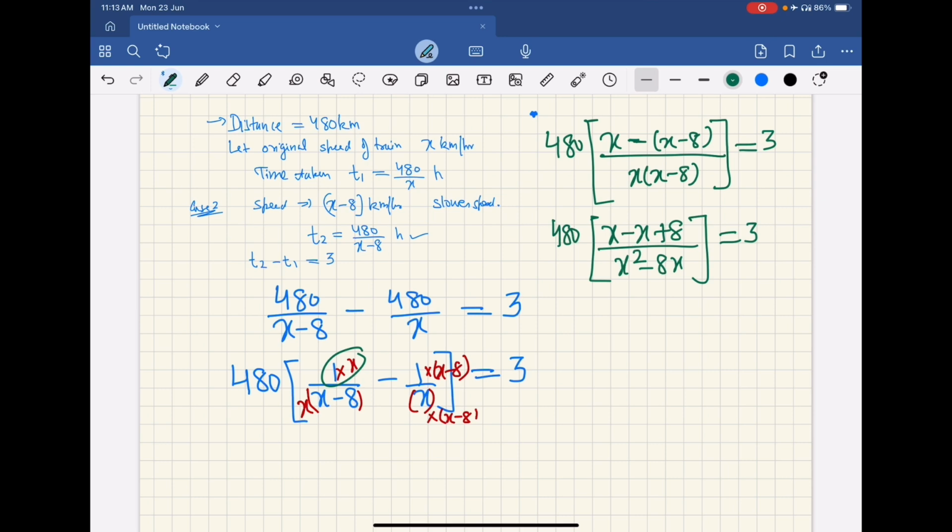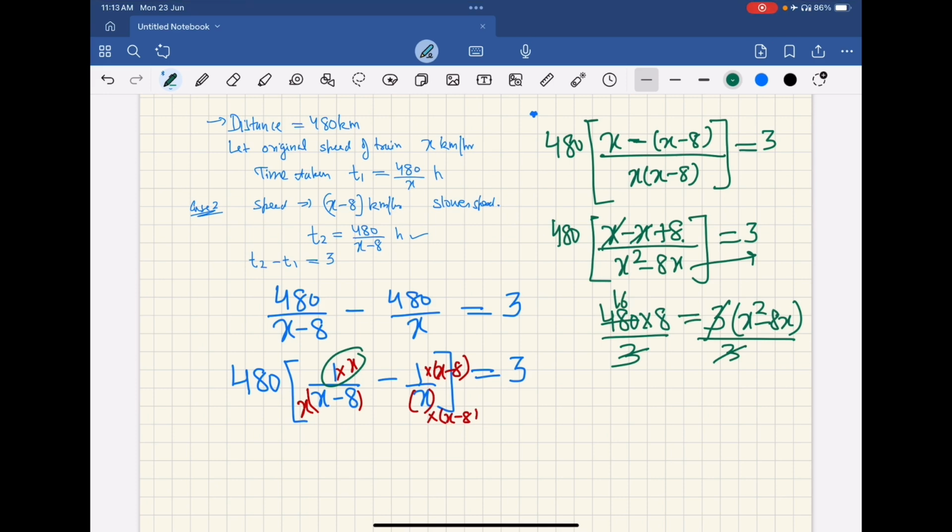ओके, सो ये x एंड माइनस x कट गए. सो हमारे पास आ गया 480 इंटू 8, बिकॉज ये प्लस 8 से मल्टीप्लाई होगा, इक्वल टू, वी कैन क्रॉस मल्टीप्लाई 3 टाइम्स x स्क्वायर माइनस 8x. स्टूडेंट्स, इफ यू नोट 480 इज डिविजिबल बाय 3. आप 4 और 8 को ऐड करो, 12 मिलेगा. 12 इज अ मल्टीपल ऑफ 3. तो हम क्या कर सकते हैं? दोनों साइड को 3 से डिवाइड कर दो. सो वी विल गेट रिड ऑफ 3.